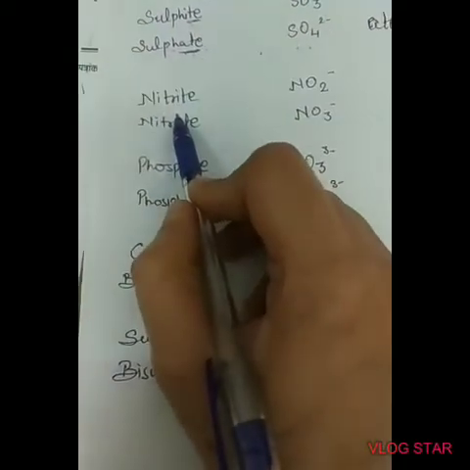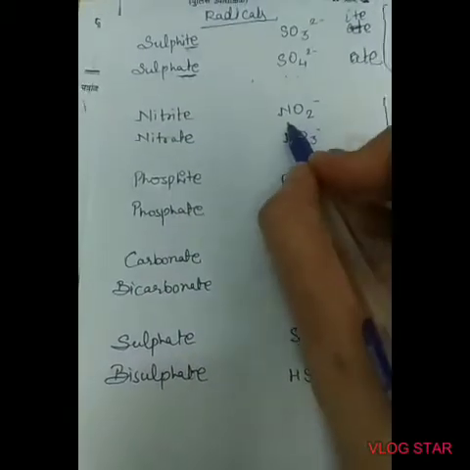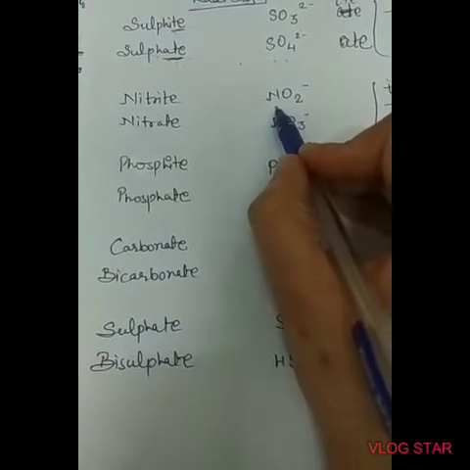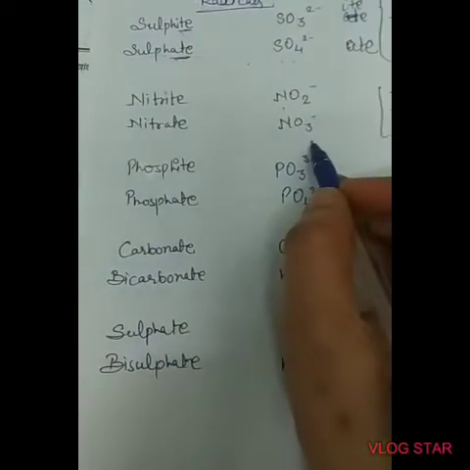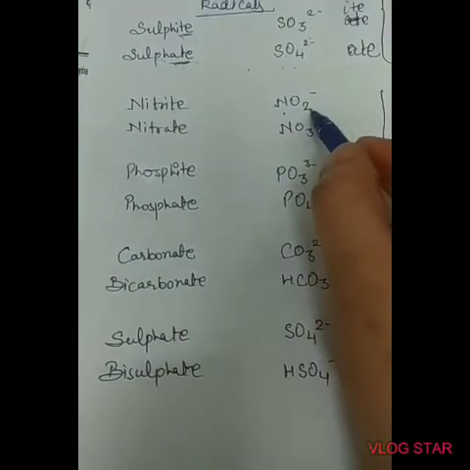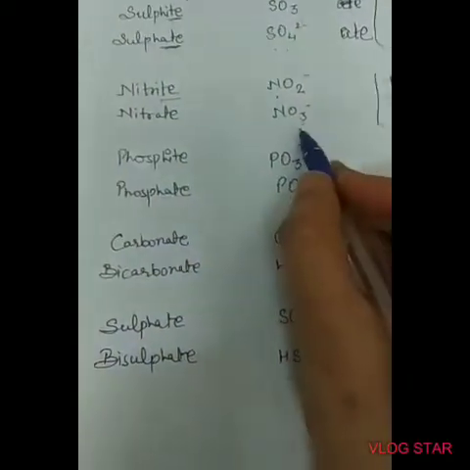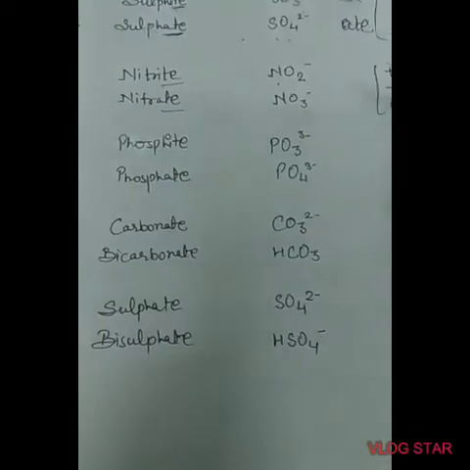Okay, for example, let's take one more example. In the case of nitrogen, nitrite: here you can see NO2 minus. The chemical formula of nitrite is NO2 minus, and for nitrate NO3 minus. Same rule we have to follow here. For a lesser number of oxygen atoms, 2 oxygen, we put the suffix "ite", and for a higher number of oxygen atoms we put the suffix "ate". Got it?